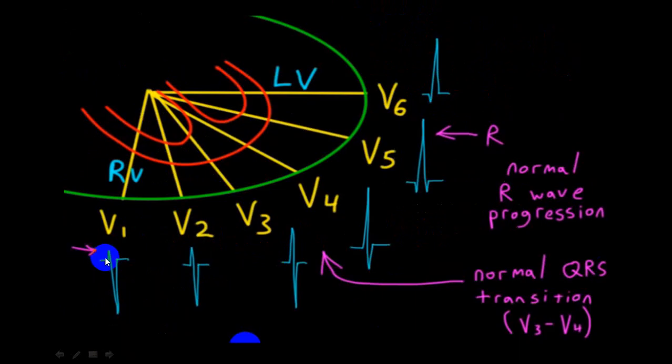Here you can see there is a small r and deep S, and r becomes taller and taller. In V3, r is equal to S wave, then r becomes taller and S becomes shorter and shorter. By the time you go to V6, there is a small Q wave, a tall R wave, and hardly any S wave. This is called the transition zone. What you will see here is normal.